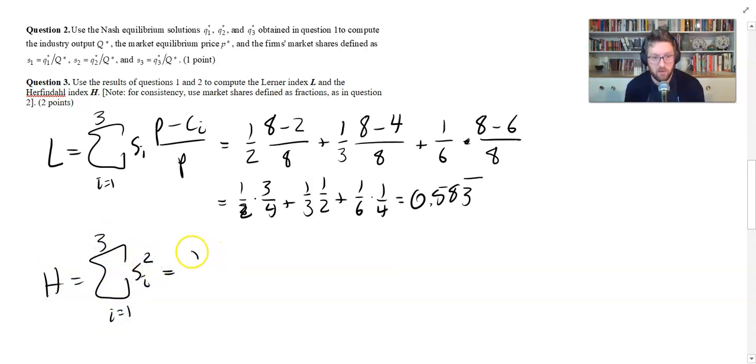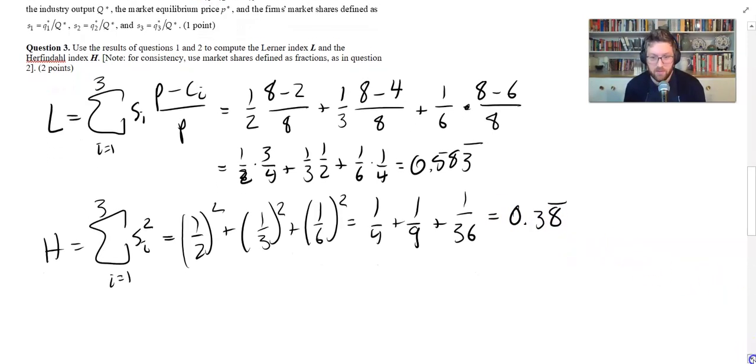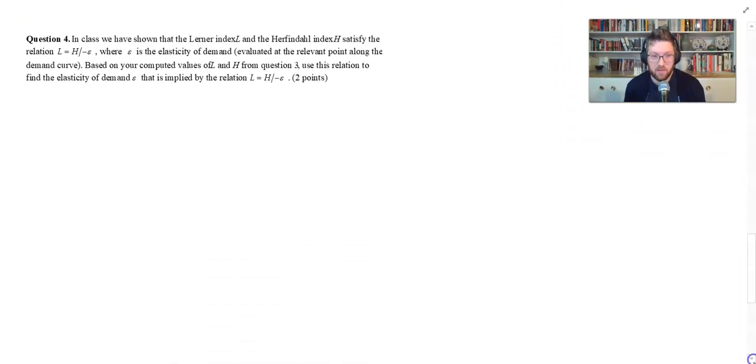The Herfindahl index, as a reminder, is the sum of each person's share of the market squared. So that's equal to 1/2 squared plus 1/3 squared plus 1/6 squared, or 1/4 plus 1/9 plus 1/36, which is equal to 0.38 repeating.